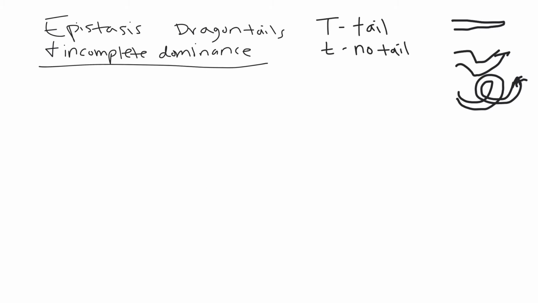All right, we're going to do two separate things on this one at the same time. One thing we're looking at in this question is what we call epistasis, and the other is incomplete dominance. You've seen examples of these before, but I'm just going to make another one, putting them together.